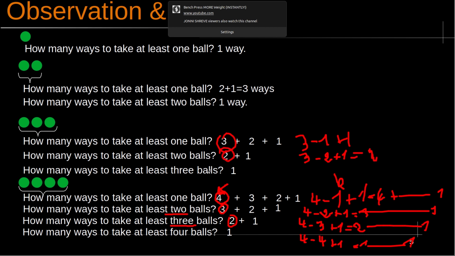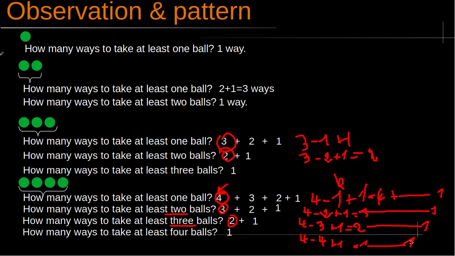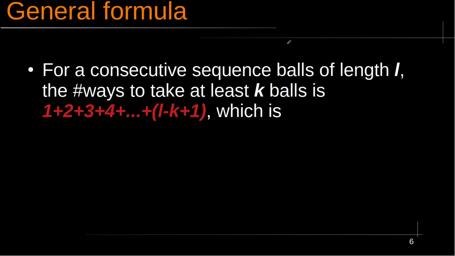This one. For 1, 3 minus 3 plus 1 equal to 1. Okay, so we can say that if I have m balls, for a consecutive sequence of balls of length L, the number of ways to take at least k balls is 1 plus 2 plus 3 plus 4 plus ... plus L minus k plus 1, which is this one.